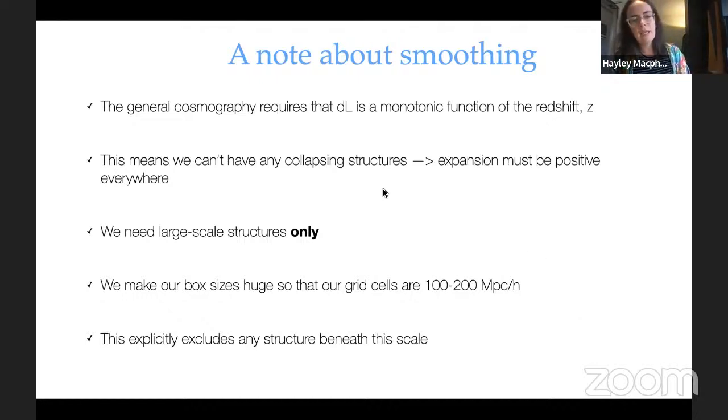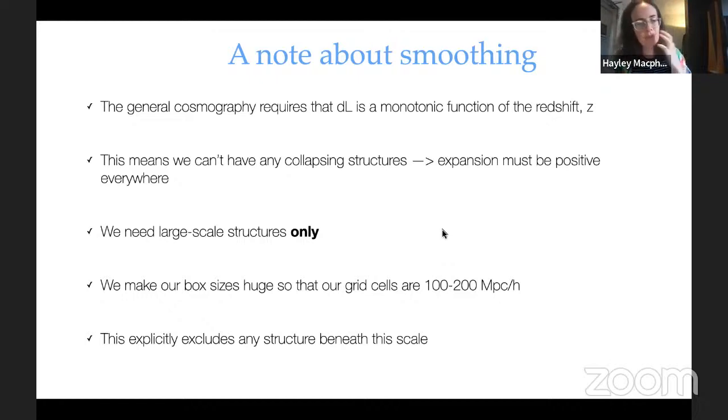What this means is that we can't have any collapsing structures, because this would give us a multi-valued D_L(z) line. That means that our expansion must be positive everywhere, and so we can only sample large-scale structures in these simulations.